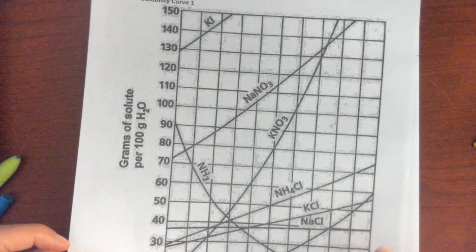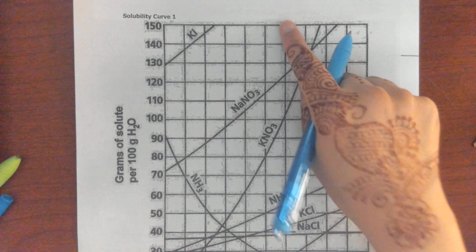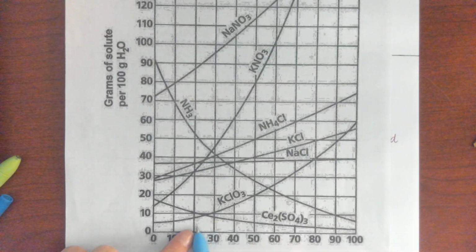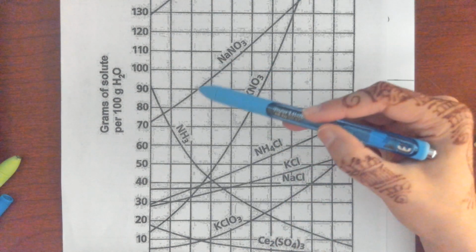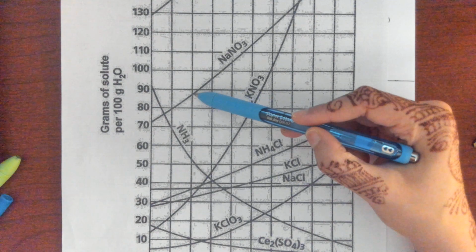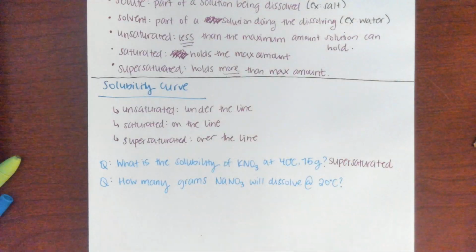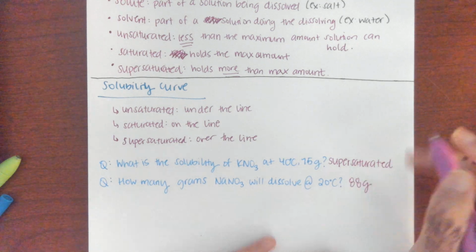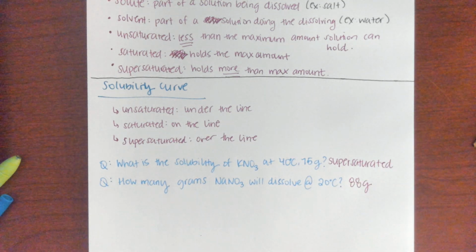So NaNO3 is this line over here, and what did I say, 20 degrees? Go to 20 degrees Celsius, and you go all the way up to the line. So roughly, around 88 grams. Good. 87, 88, that's fine. As long as you don't say 60 or 100, that's way off. But as long as you're super close, that's fine.